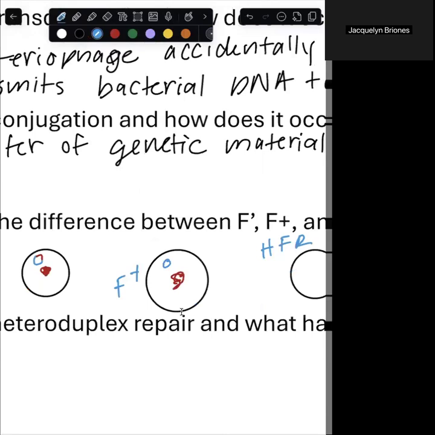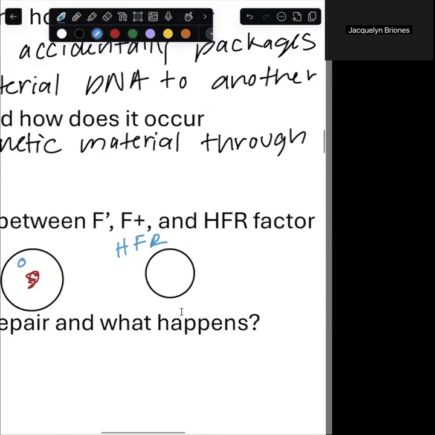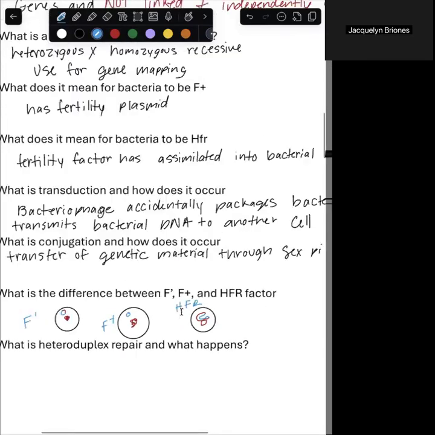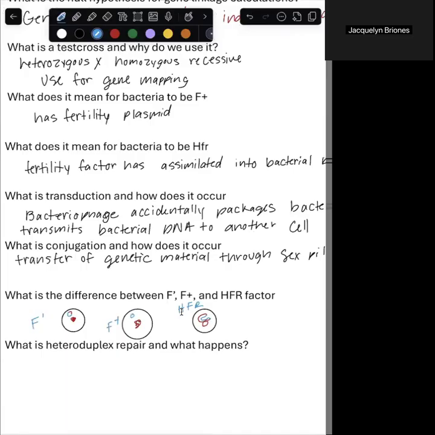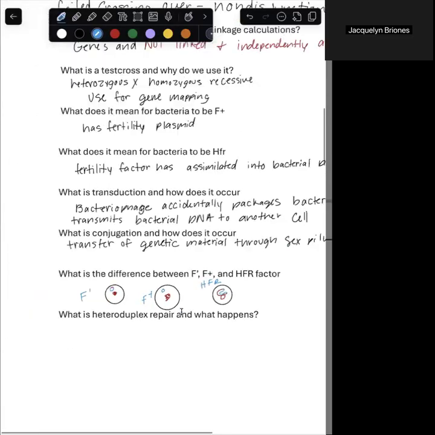No mixing of the plasmid and the bacterial DNA. And then we have HFR. So this guy, this is the bacterial DNA, right? The plasmid is in there. It's fully integrated into their genome.